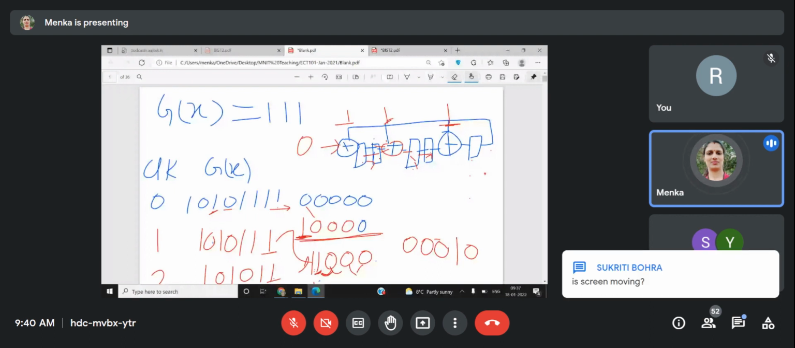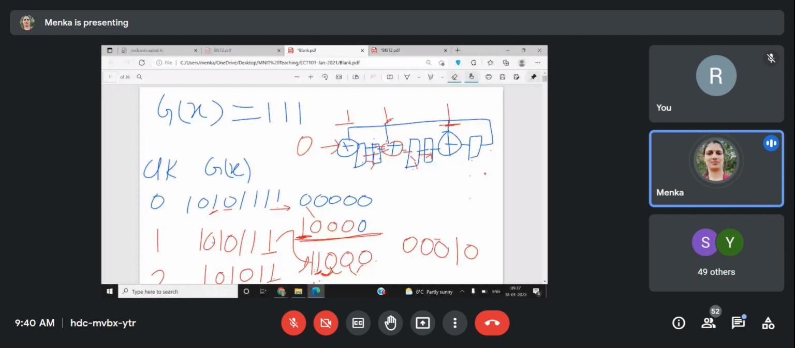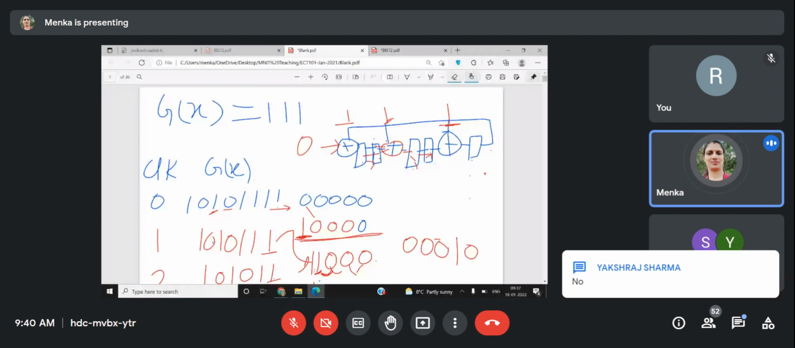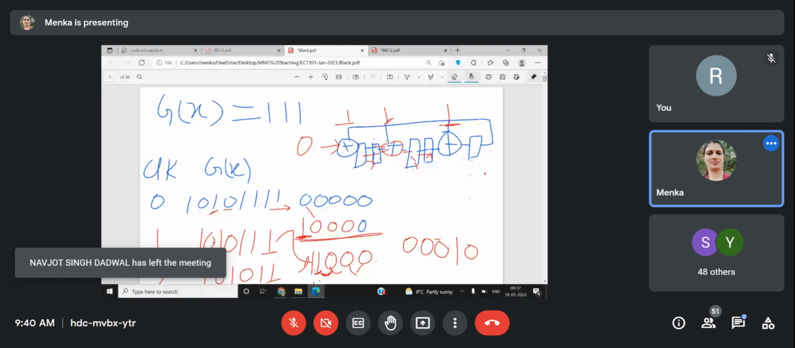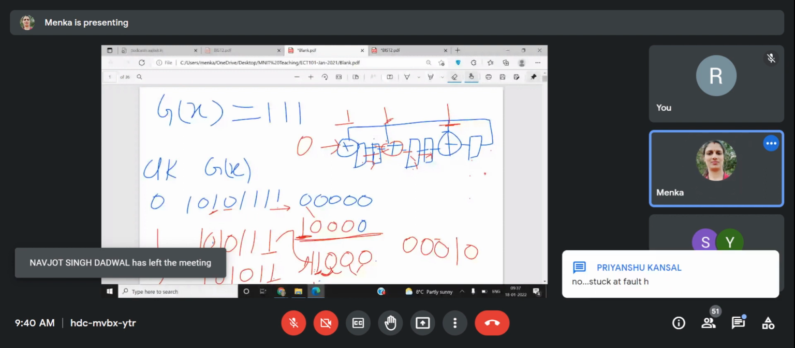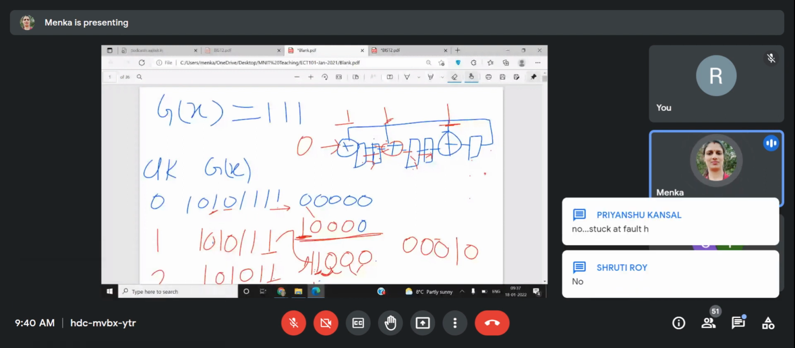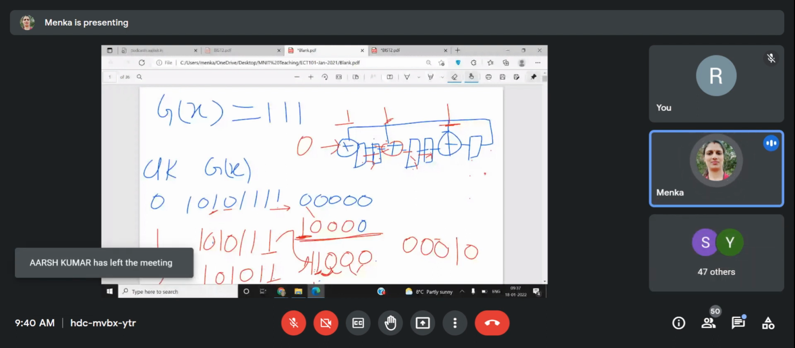How will we calculate? Let me tell you once. So this is how you will be doing the signature analysis. So g(x) divided by p(x). What was p(x) in this case? p(x) was x raised to power 5 plus x raised to power 4 plus x square plus 1. And g(x), how much was it?